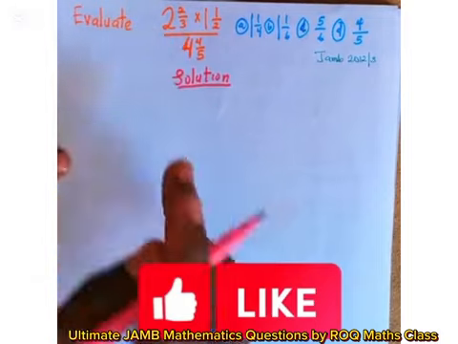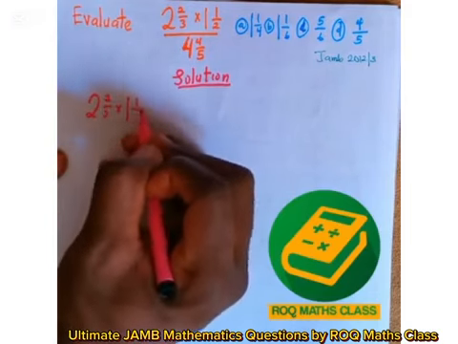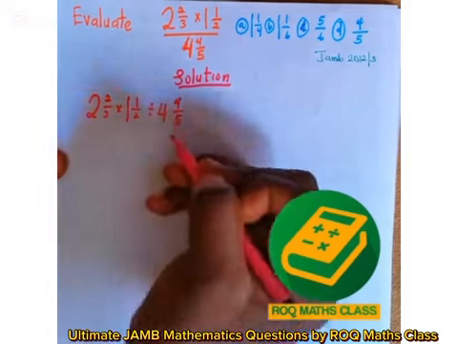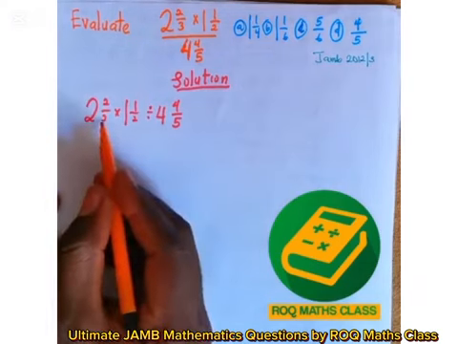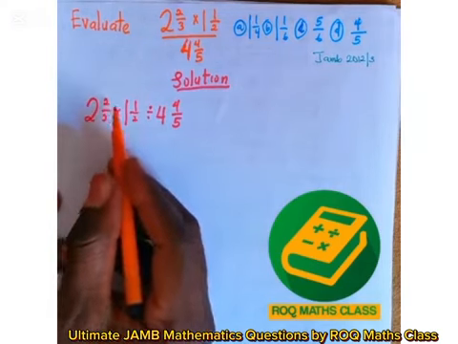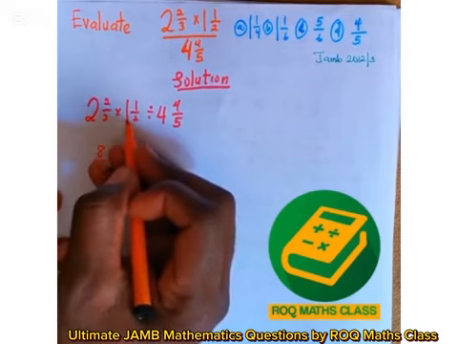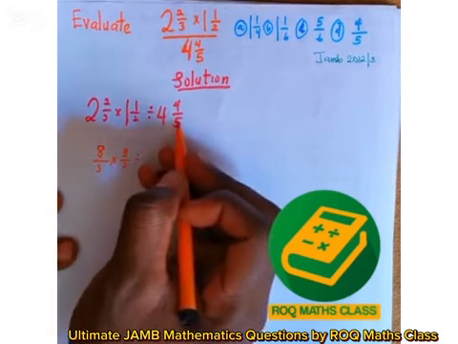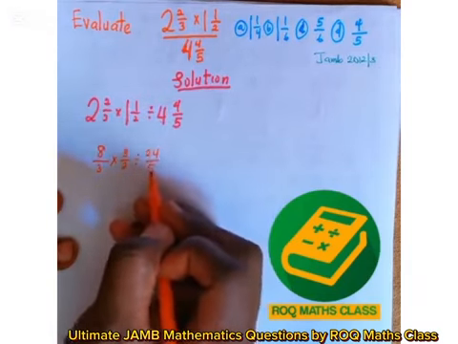We can write this question in another form, which is the same thing as 2 whole number 2 over 3 times 1 whole number 1 over 2, divided by 4 whole number 4 over 5. So the next step is that we have to convert all these whole numbers to improper fractions. How are we going to convert it? 3 times 2 is 6, 6 plus 2 is 8. So this is 8 over 3 times 2 times 1 is 2, plus 1 is 3 over 2. Then divided by 5 times 4 is 20, 20 plus 4 is 24 over 5.